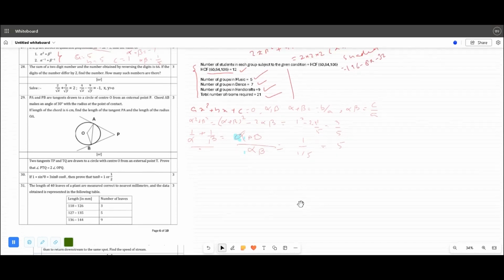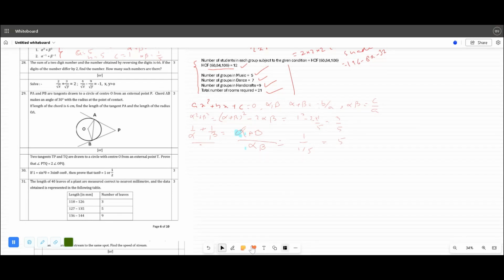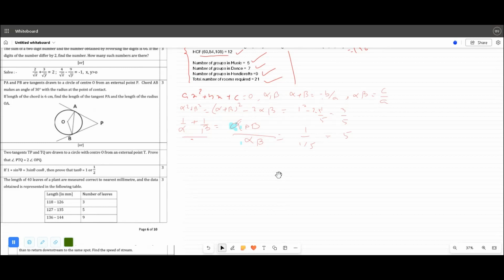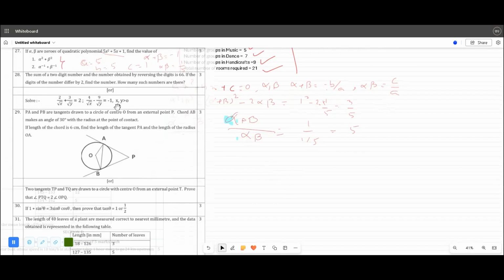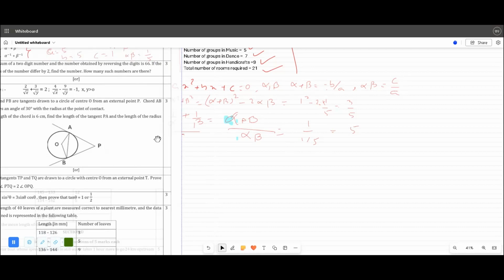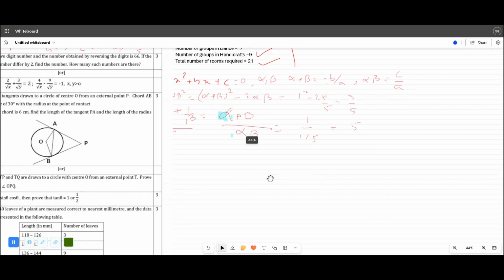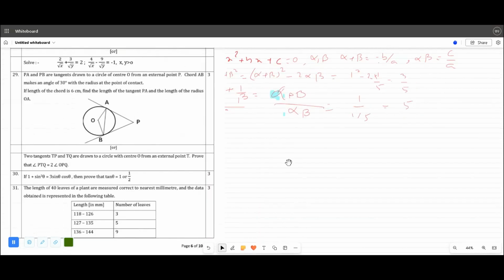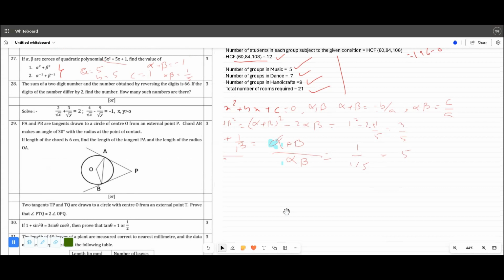Next is, sum of a 2-digit number. I will do this and... question is the sum of a 2-digit number and the number obtained by reversing the digits is 66.